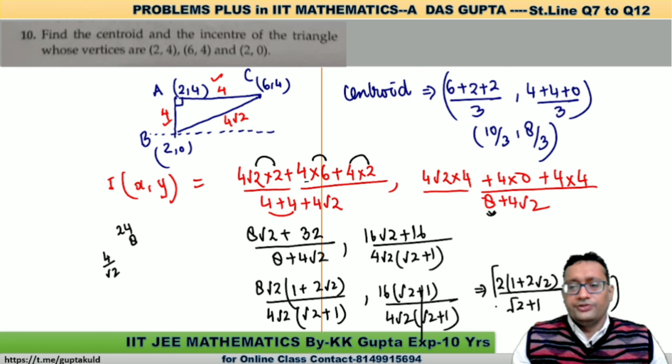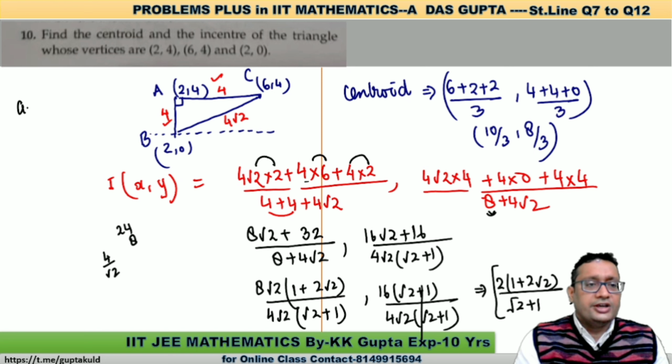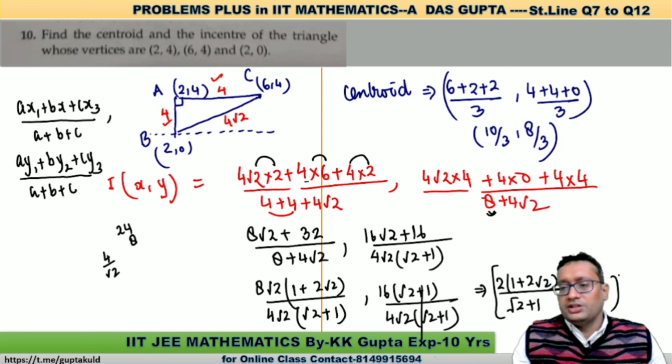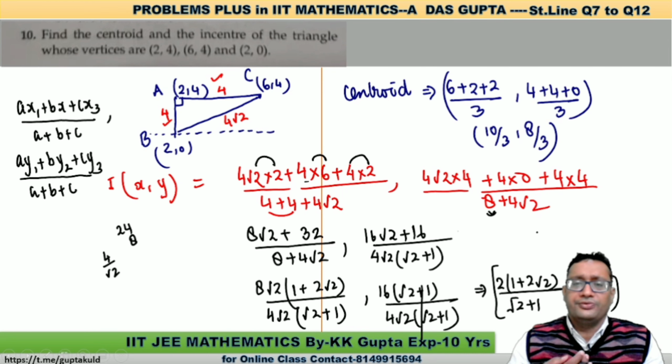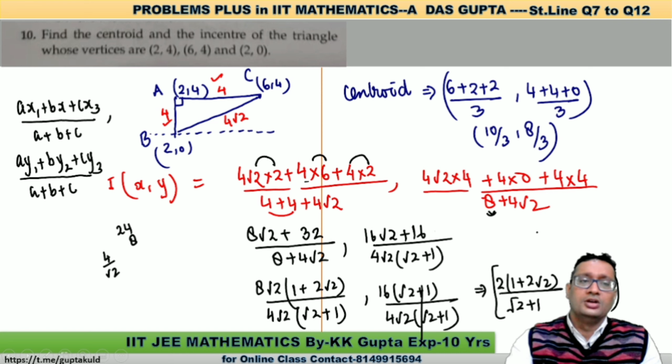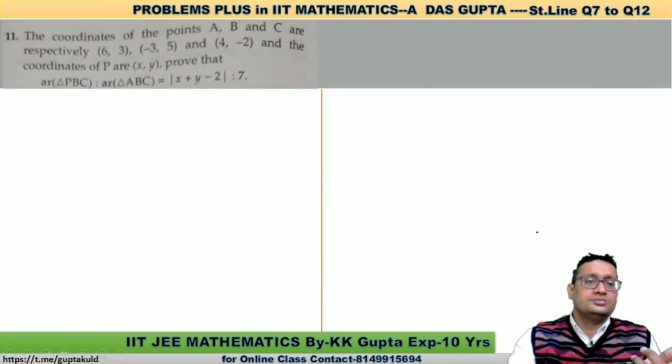Okay? In the incenter formula I am writing here, that is ax1 plus bx2 plus cx3 divided by a plus b plus c, and y coordinate if I am taking, so it becomes ay1 plus by2 plus cy3 divided by a plus b plus c. Okay, so I am getting the incenter coordinate of this, and the centroid formula is very easy, x1 plus x2 plus x3 divided by 3, y1 plus y2 plus y3 divided by 3.